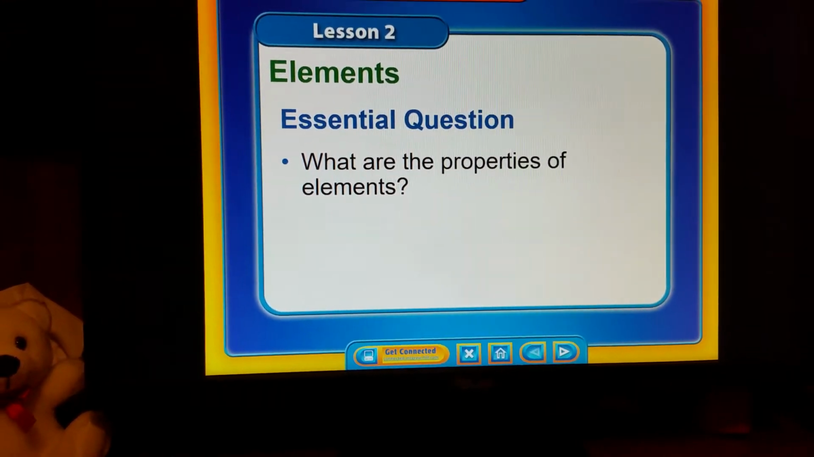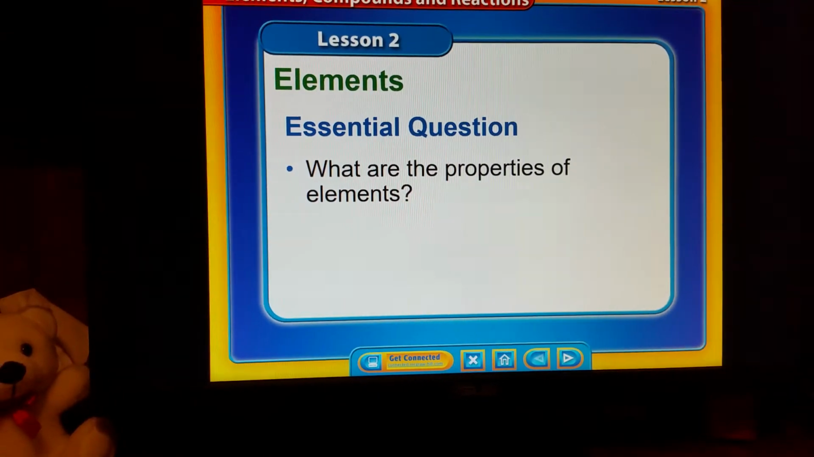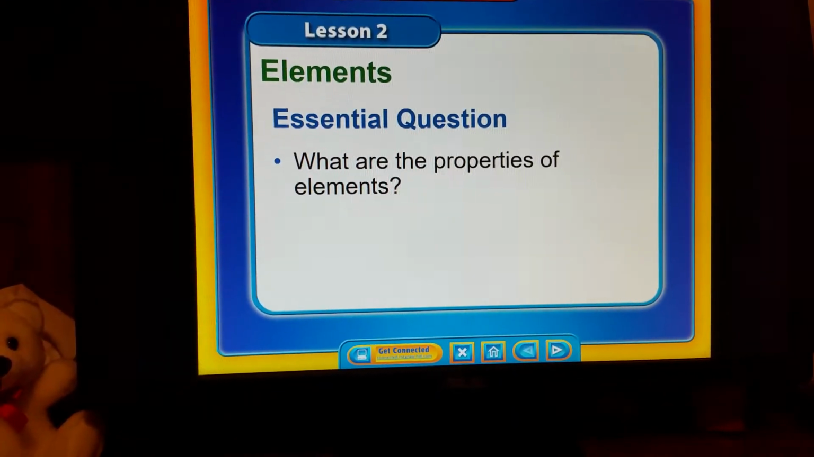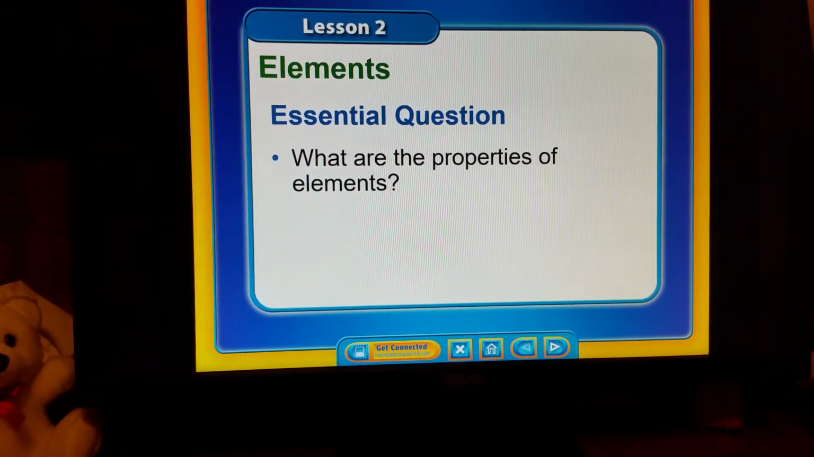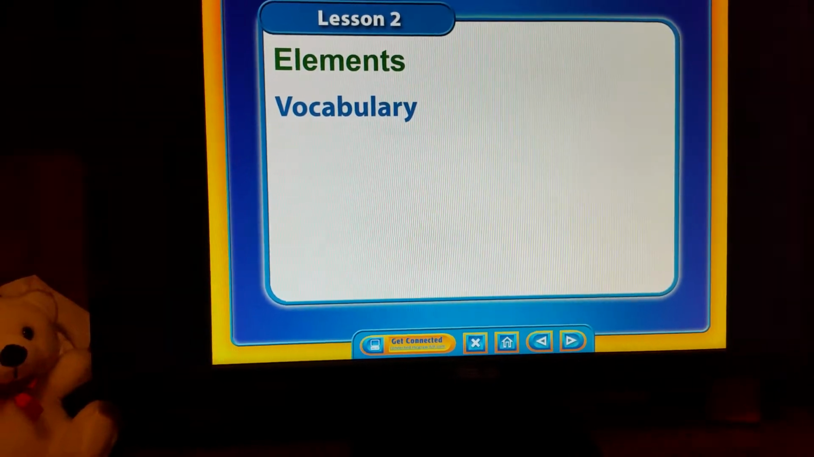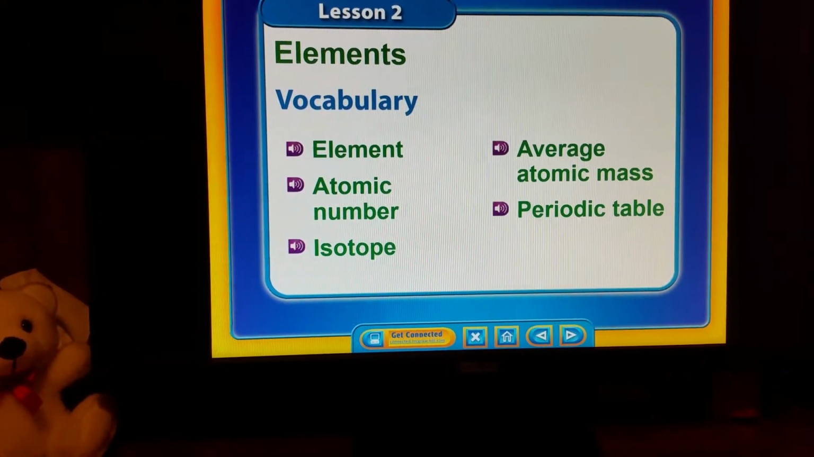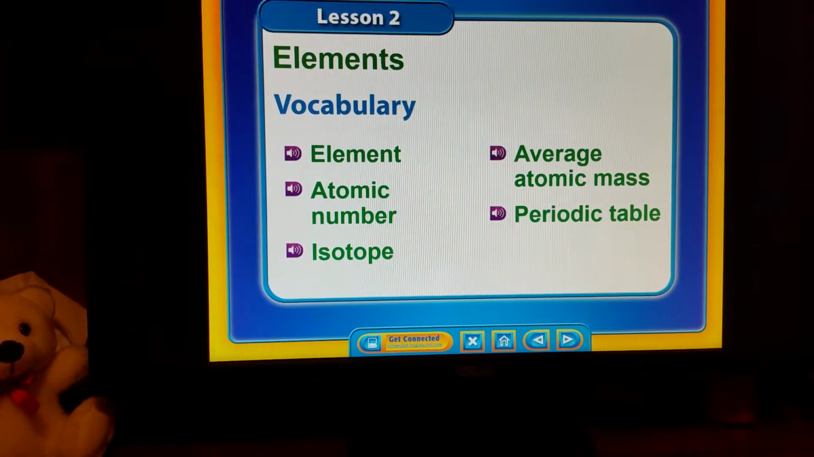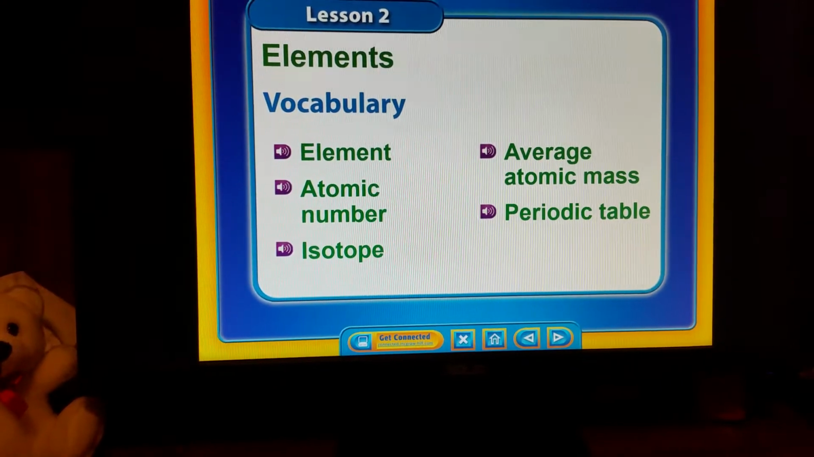All right, so today we're going to talk a little about elements. Our essential question is, what are the properties of elements? Let's see at the end of the lesson, are you able to answer the question? The vocabulary words are element, atomic number, isotope, average atomic mass, and the periodic table.